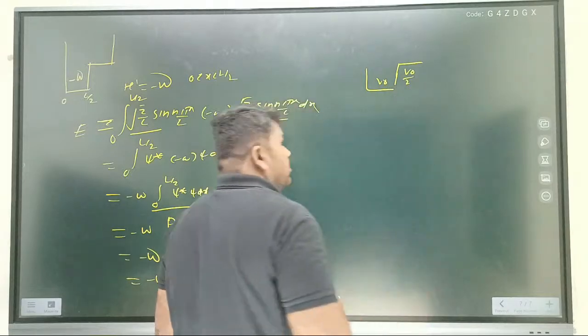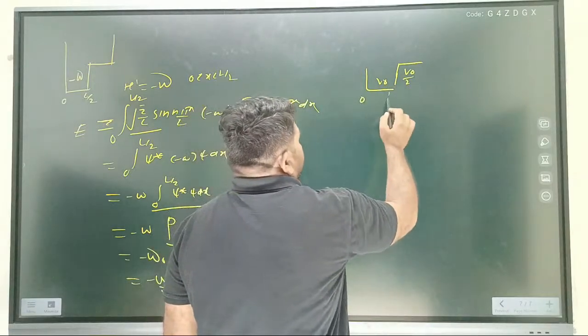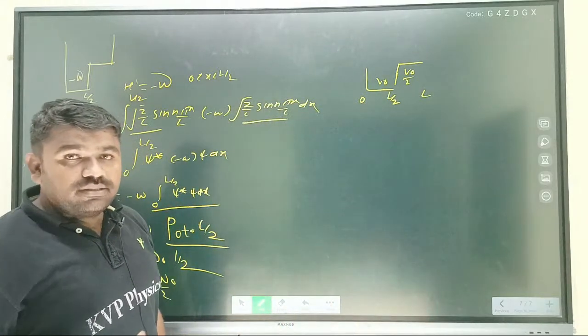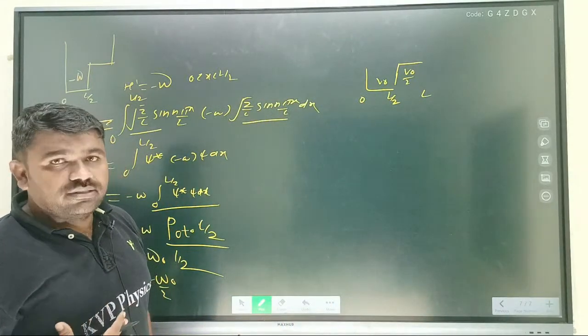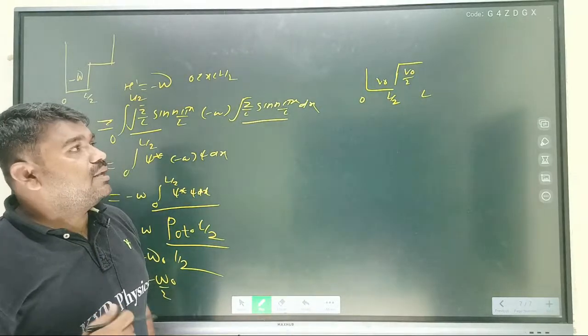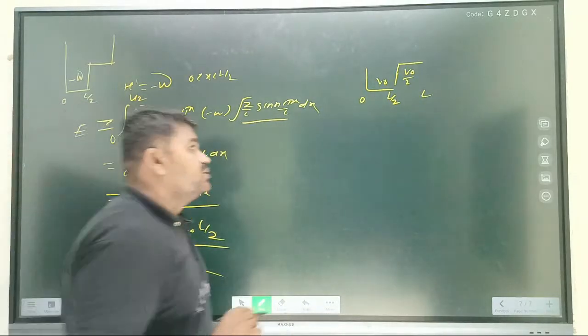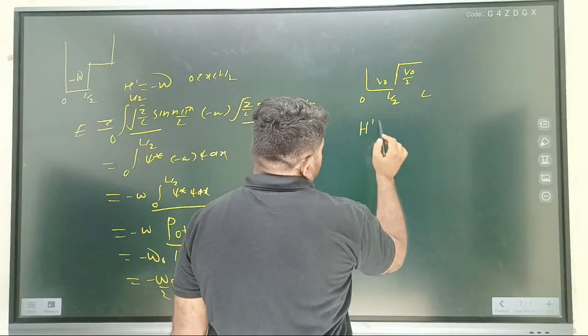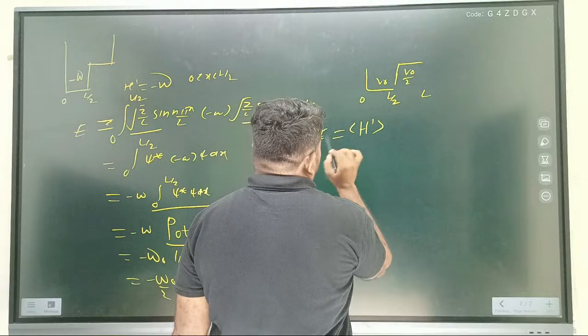Here is V naught, here is V naught by 2, and they have given the region 0 to L by 2. Means in the 0 to L by 2 region, the perturbed part is V naught. And in the second region, L by 2 to L, the potential perturbed part is V naught by 2. Okay. Now the expression of H prime, that is energy, is equal to how much?